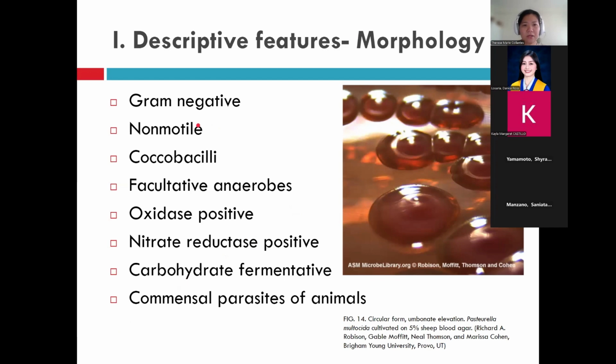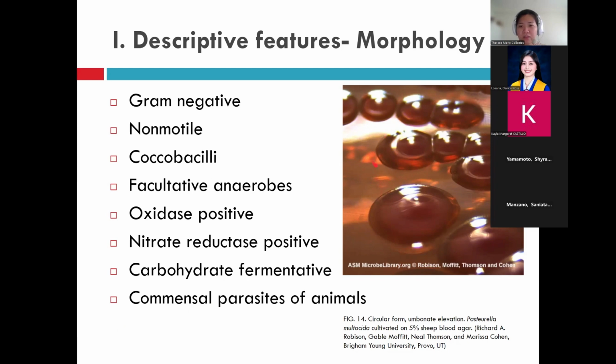So this particular bacteria is considered non-motile, and it is a facultative anaerobe. These are the biochemical characteristics now. It's oxidase positive, nitrate reductase positive, carbohydrate fermentative, and it's considered a commensal parasite of animals. So this means that it's present as a normal bacteria in the respiratory tract of your host animals.